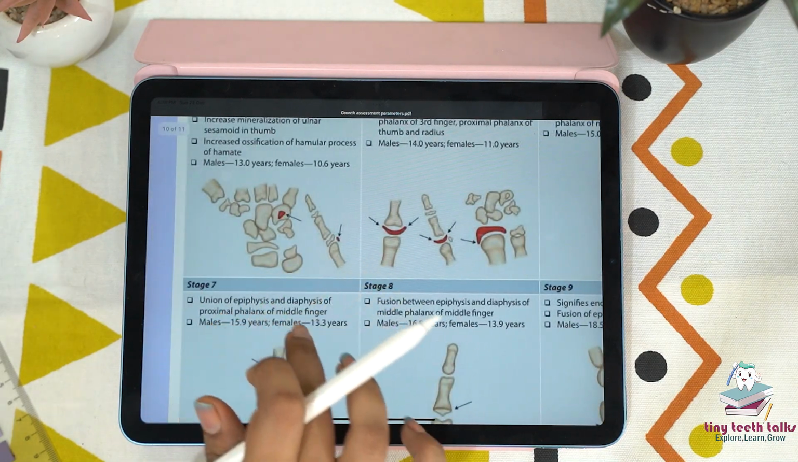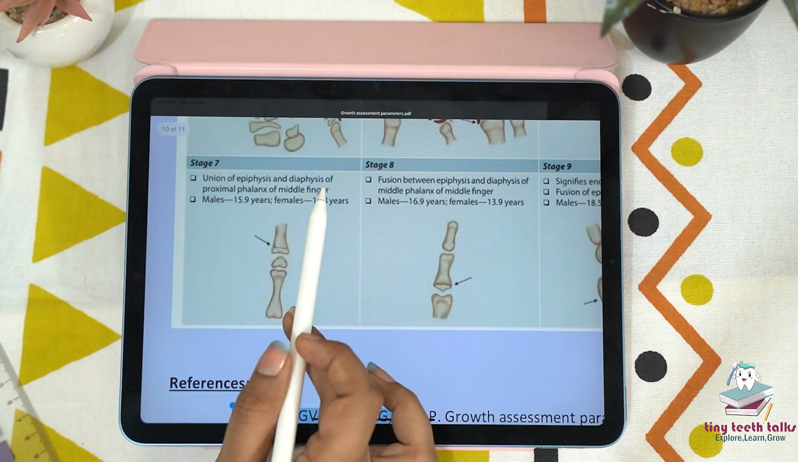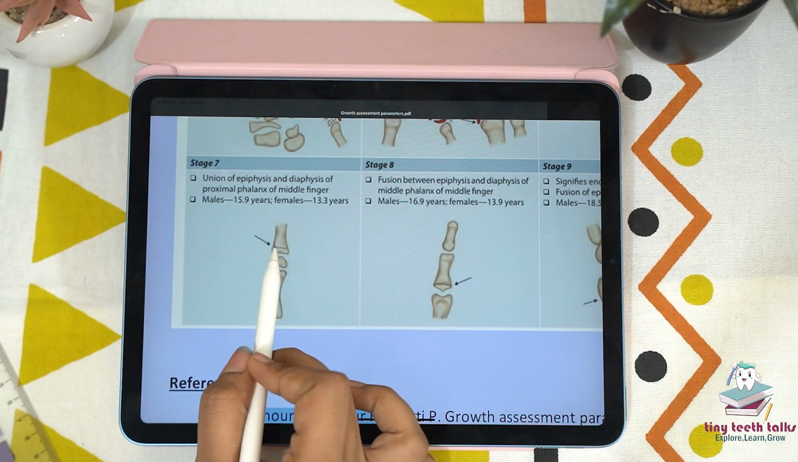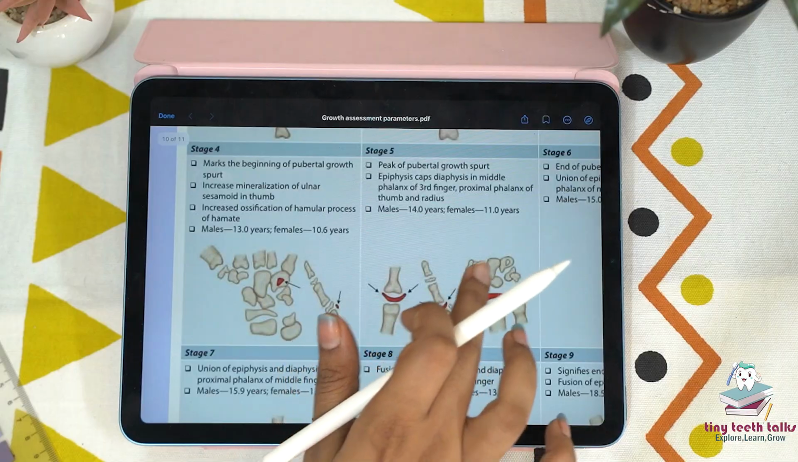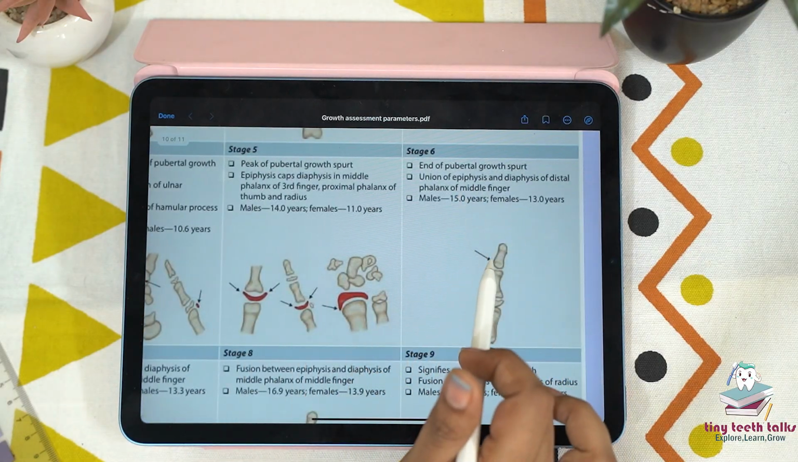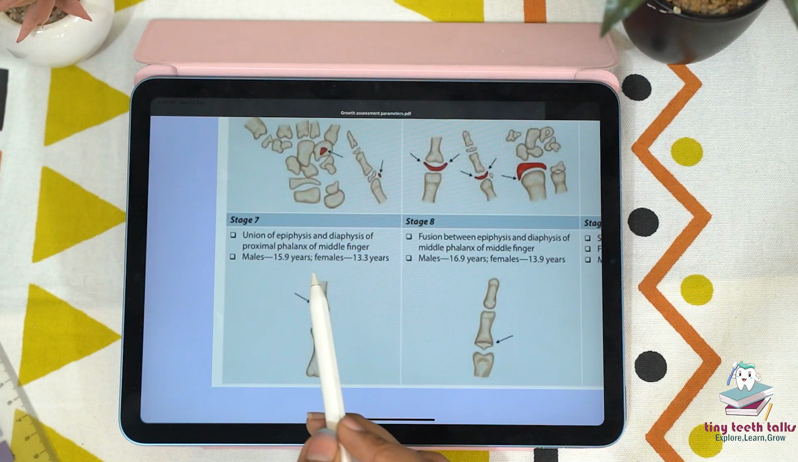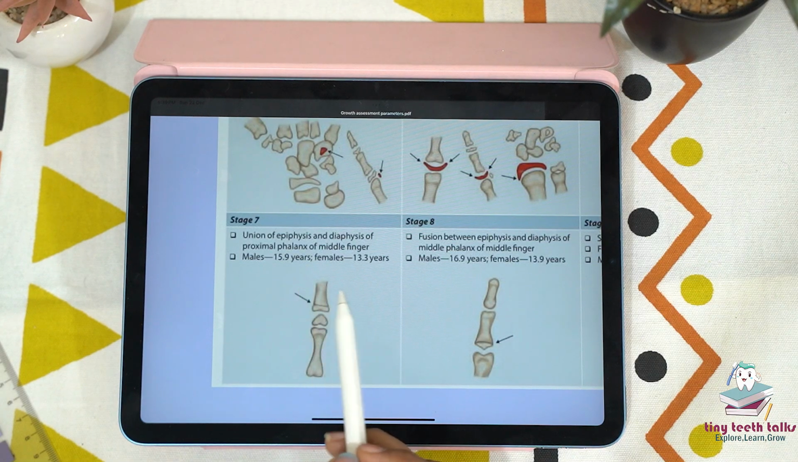In stage 7, union of epiphysis and diaphysis of the proximal phalanx of the middle finger. So proximal phalanx of the middle finger. In stage 6, there is a union of the distal phalanx. Here, the union of the proximal phalanx. The age of male is 15.9 years and female 13.3 years.